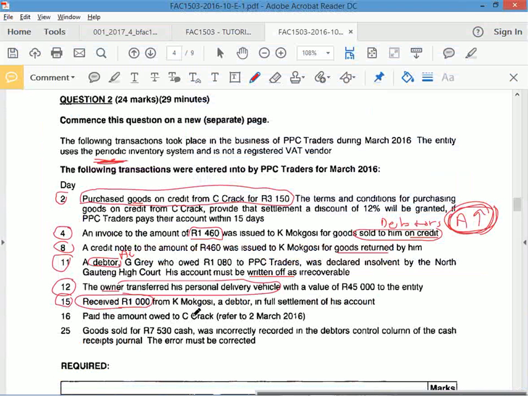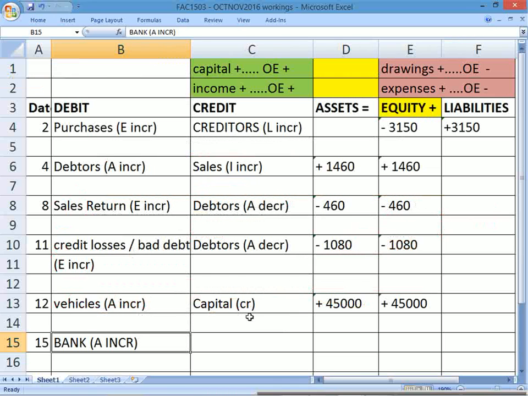Who are you getting this money from? A debtor. Are you going to have more debtors or less debtors? Less debtors. Where or what is debtors? Debtors is an asset. What's happening to the asset? It's decreasing. Where do assets decrease? Look at the rules. Credit side. That's how you get the answer. Okay, so debtors asset decrease, that's why it's a credit.